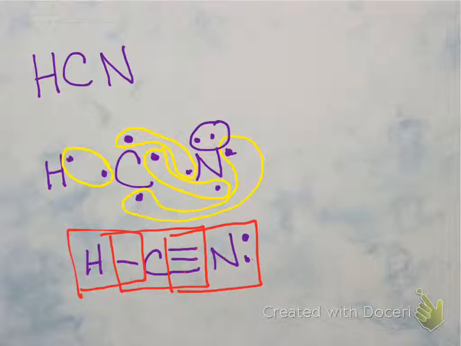Okay, so hopefully this has given you guys an idea of how to draw Lewis dot structures with double and triple bonds. Hope this makes sense. We will talk about it in class. I will see you soon.